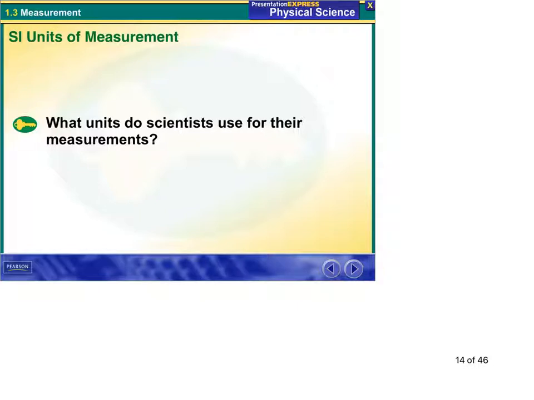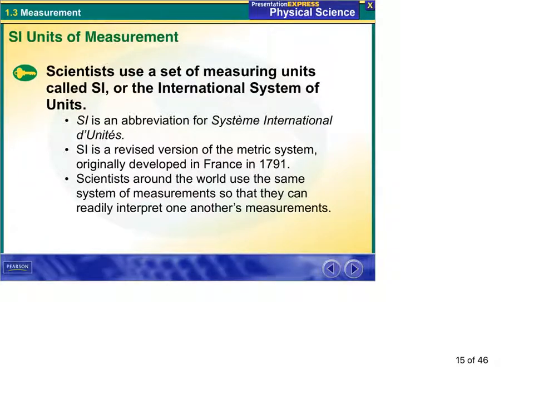So what units, another key question, do scientists use for their measurements? We use SI units of measurement. That's the International System of Units, or SI, an abbreviation for Système International des Unités, developed in France in 1791. That's why it's a little foreign-language sounding. It was French.